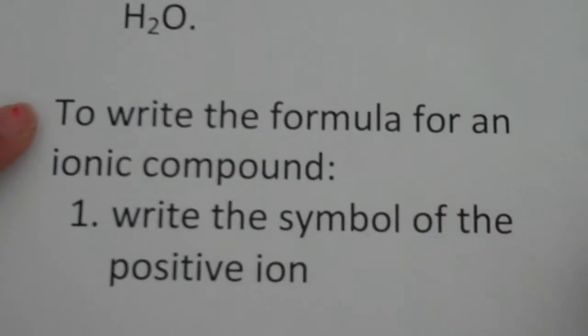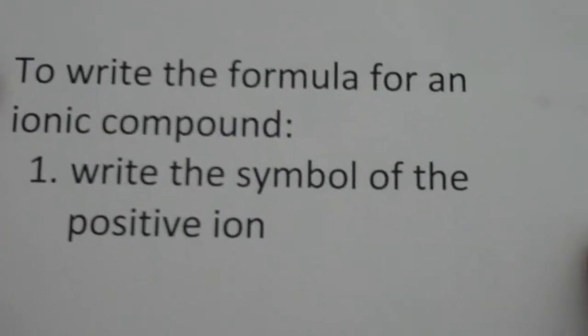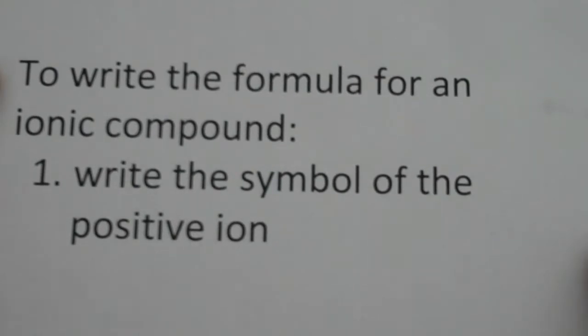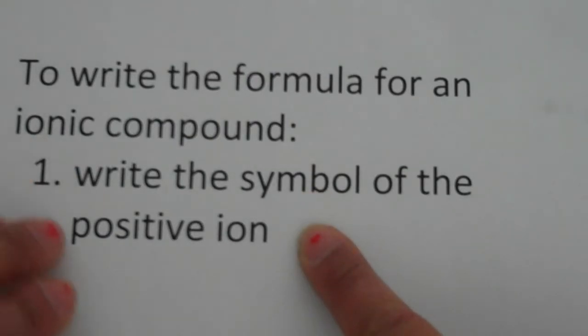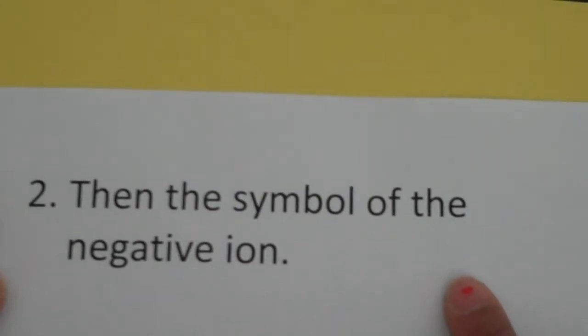Now for yourself, how would you write this without being given those formulas? To write a formula for an ionic compound, first write the symbol of the positive ion. Those are always the metals. The metals are going to be positive. 2. Then put the symbol of the negative ion. Those are generally the nonmetals, the opposite side.